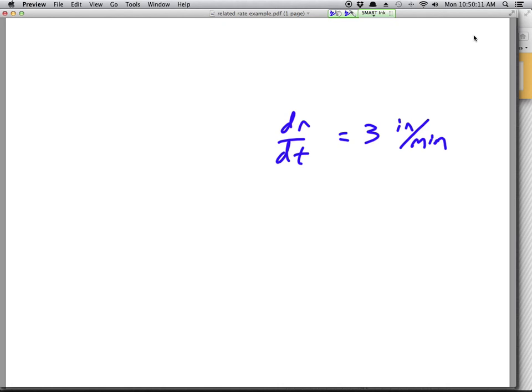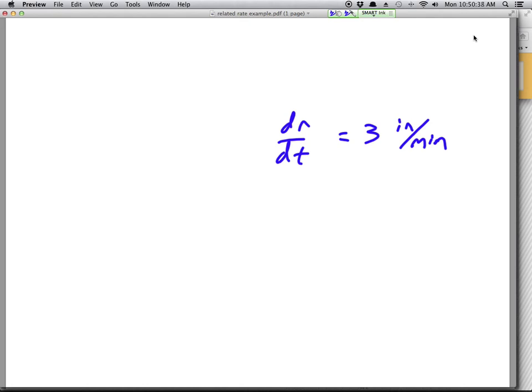Now, it says the radius of the sphere is increasing. What does the word increasing tell me about dr dt? It's positive. It's got to be positive. Because if my radius is increasing, dr dt has to be positive. If it was telling me it was decreasing, what does dr dt have to be? It has to be negative. Because remember, dr dt tells me whether or not my radius is increasing or decreasing.